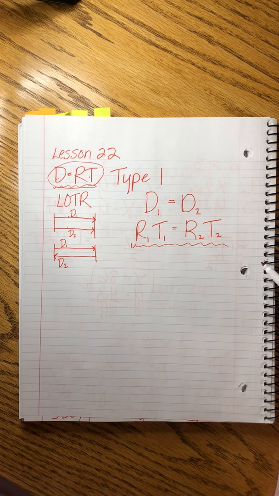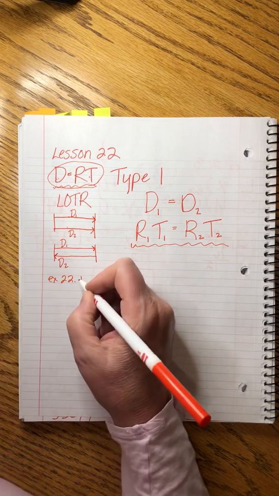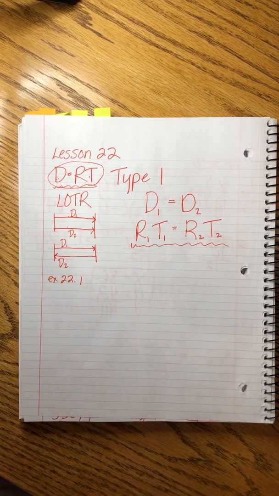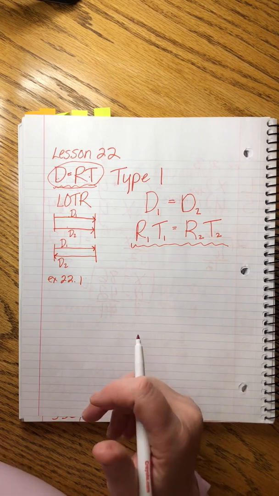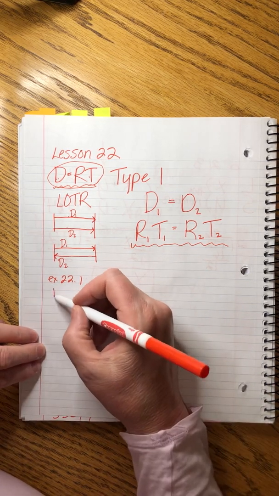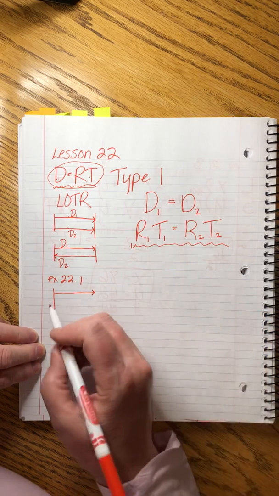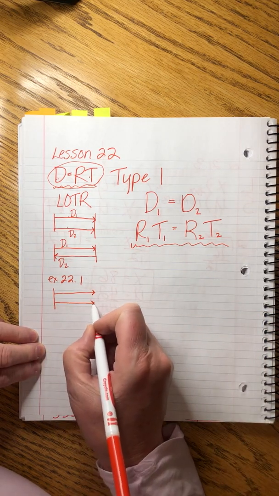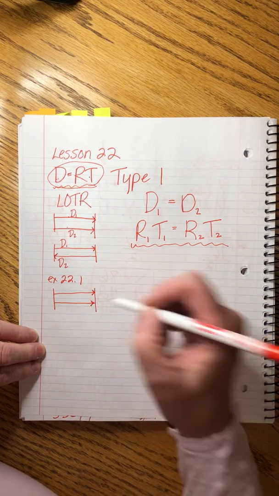Let's take the first example. How many are there? It's always good to know. There are 2. Easy. Example 22.1. Ready for the story? Roger made the trip on Sunday, and Judy made the same trip on Monday. Roger traveled, okay, blah, blah, blah. Before I get into the numbers, let's just draw our picture. Roger made the trip on Sunday, and Judy made the same trip on Monday. So that's got to be the same.